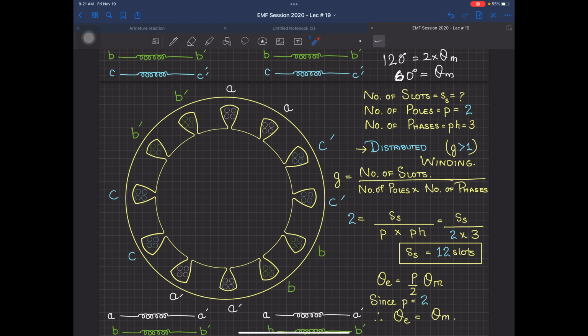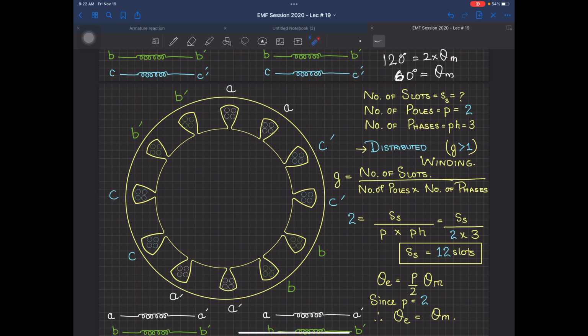So distributed winding means here G is equal to 2 is telling you that there are 2 conductors close to each other, or 2 slots having the same A phase, B phase, or C phase over there. And in practical machines, the number of G is equal to either 3 to 5. So the number of slots are huge over there.